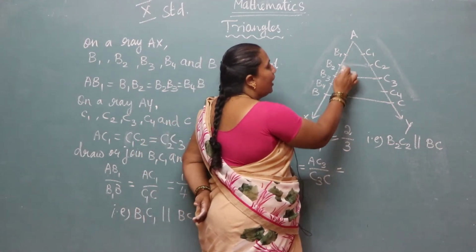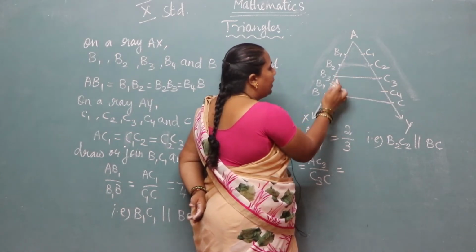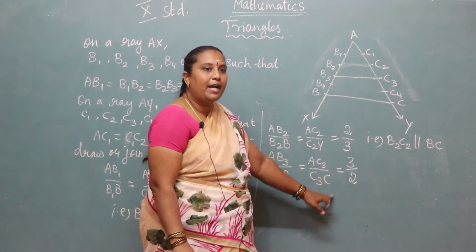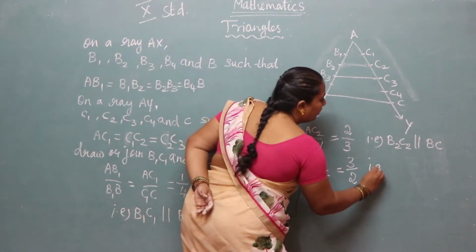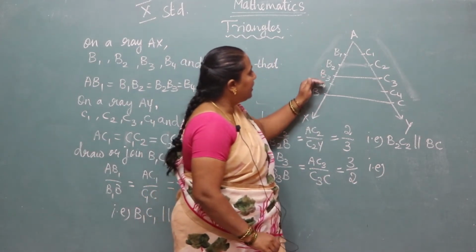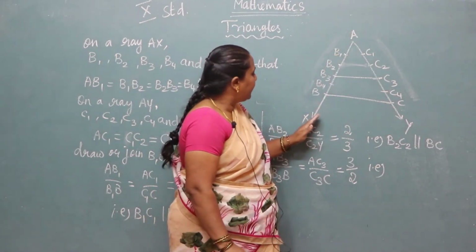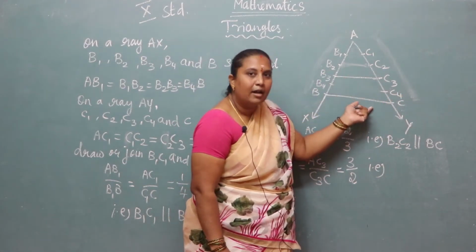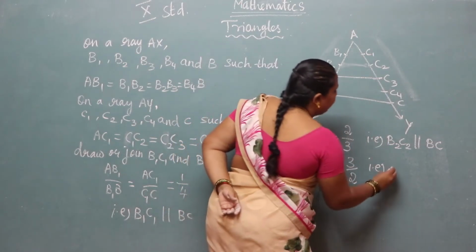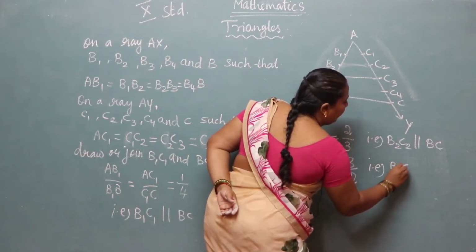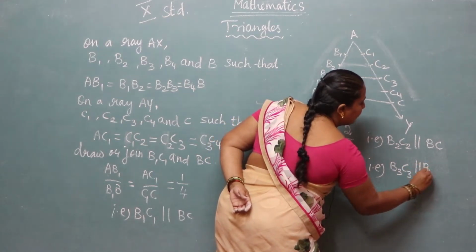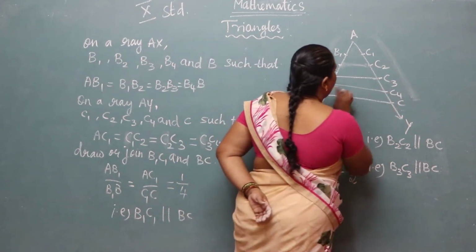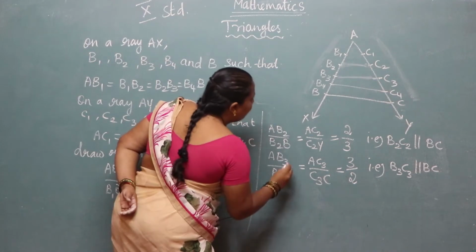1, 2 and 3. Okay, 3 by 2. So here the ratio is 3 by 2. Okay, so here we can say now the ratios are equal. So these two ratios on the ray AX and the ray AY are both equal, which means we can say these two lines are parallel. Understood? So here B3C3 is parallel to BC. Understood?